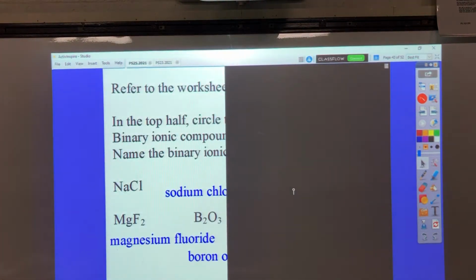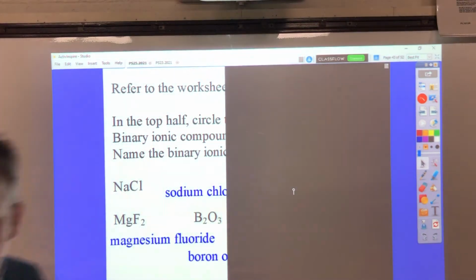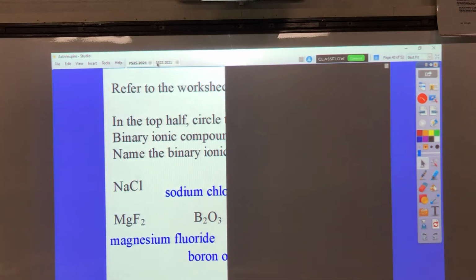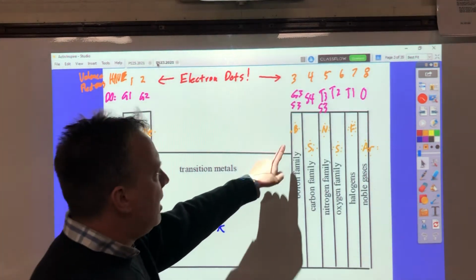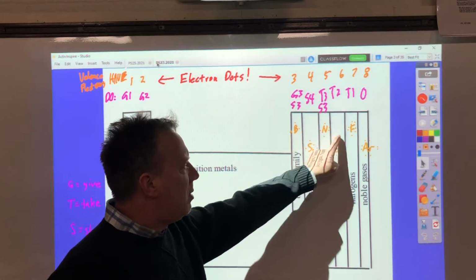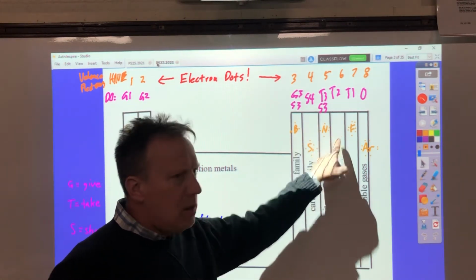Well, B2O3 is boron. Boron's about here, and oxygen's about here, so it's boron oxide.